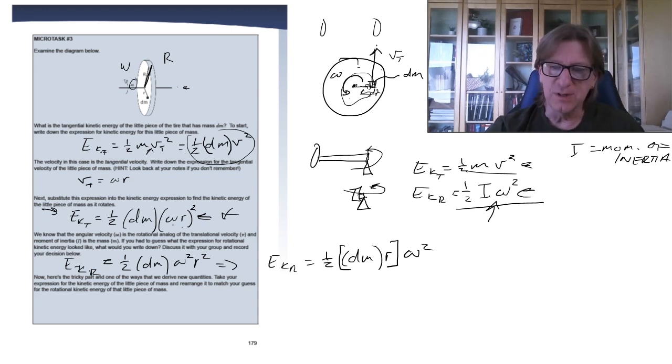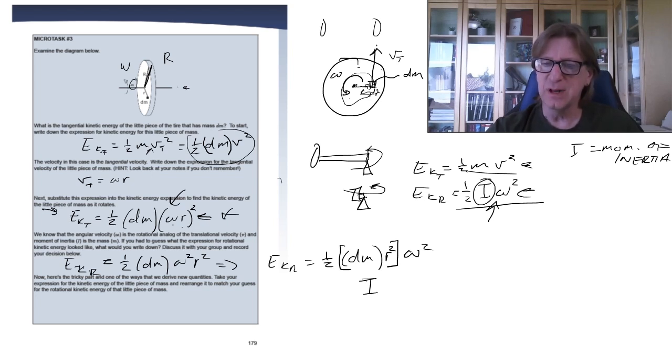Oops, we need r squared here. Forgot my squared term there. Okay, so you see what I've done is I've really just rearranged my expression in such a way that I can pull this out. Well, then this must be I.